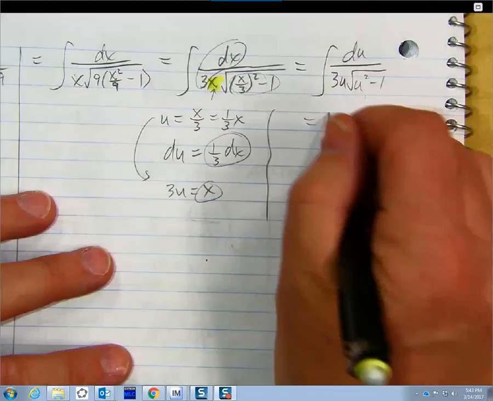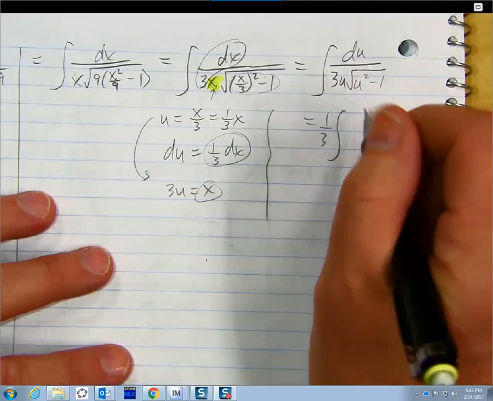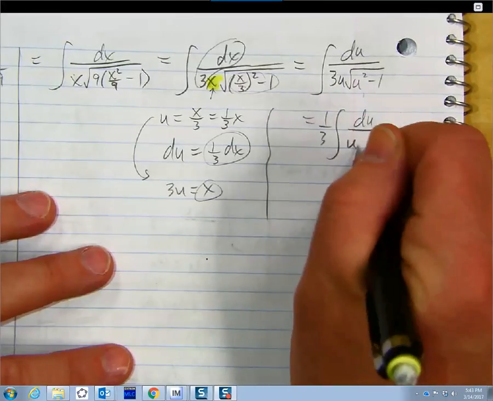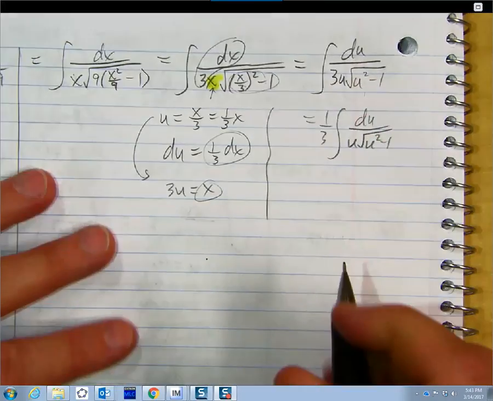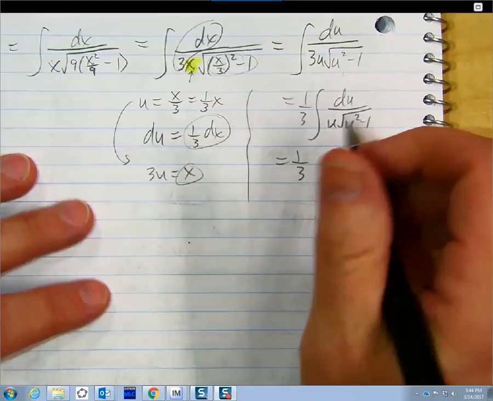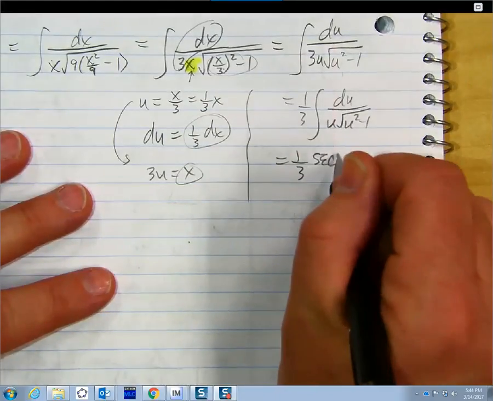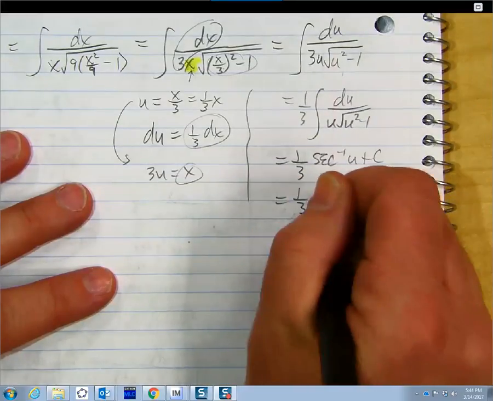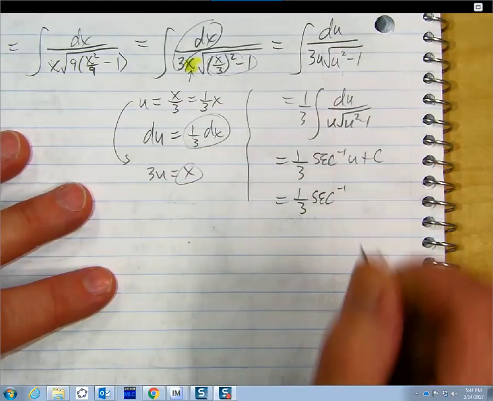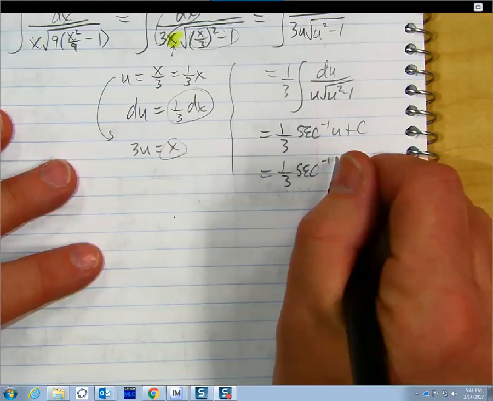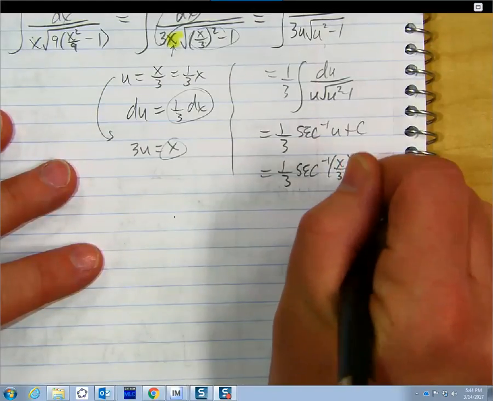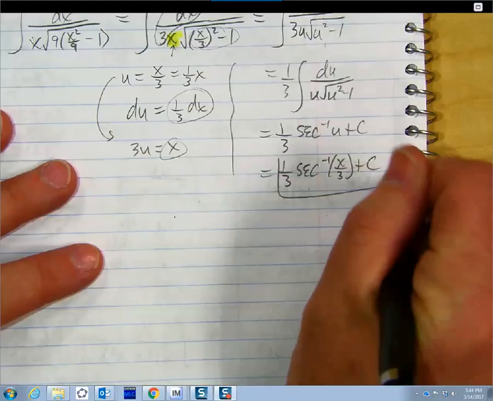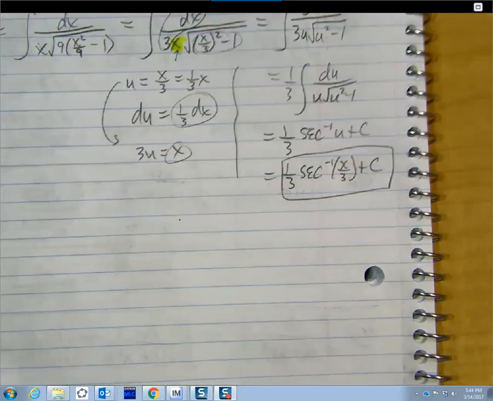We're back on track. So I've got a 1/3 out front. I've got a du over u times the square root of u squared minus 1. This is straight up formula. So that's going to be arc secant, or inverse secant, of u plus c. So that'll be 1/3 inverse secant of the stuff, which is x over 3, plus c. And then we box it up. So there you have it.